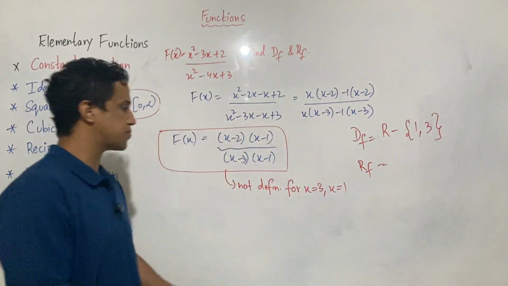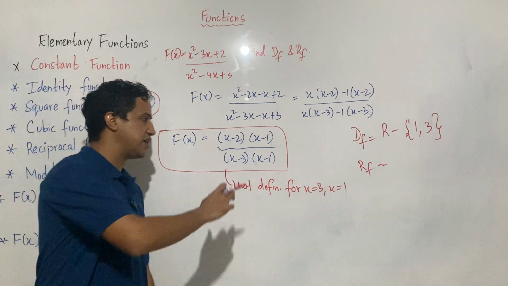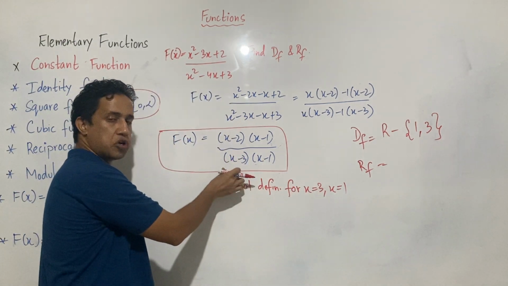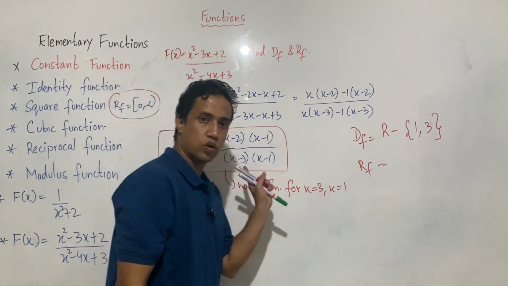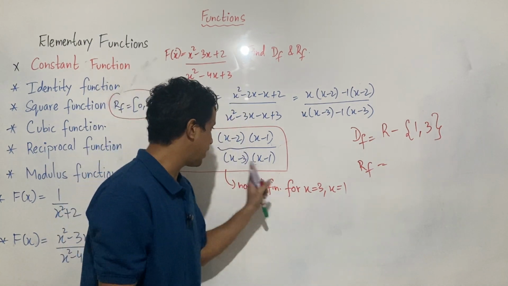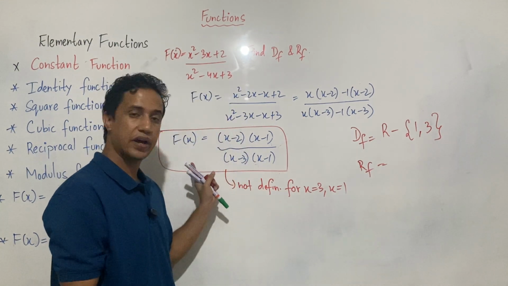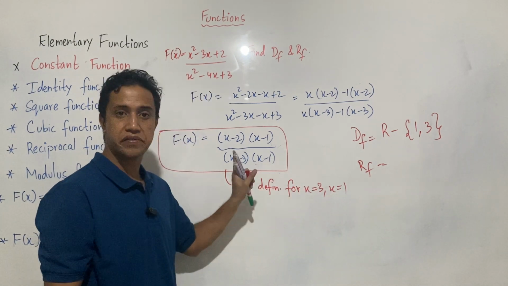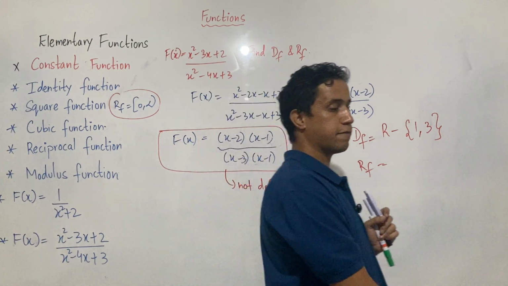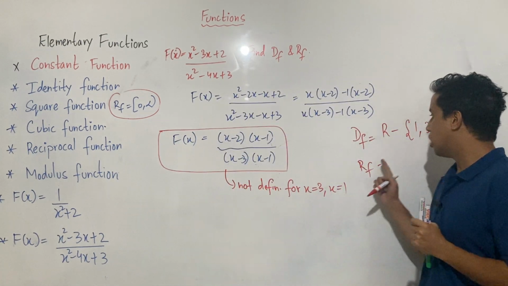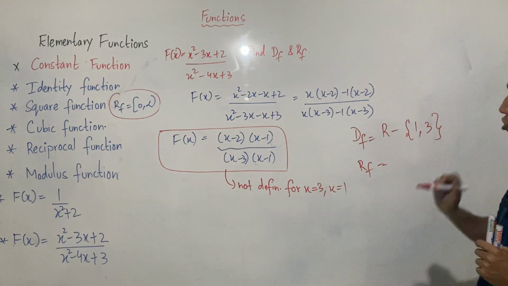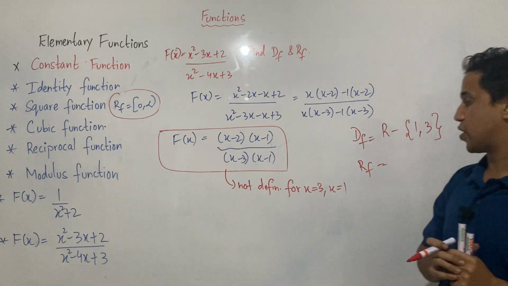See here, if I put 3 here, then in the denominator 3 minus 3 will become 0, and this function is going to be not defined. Again, for 1 in the denominator, we will get 0, which will make this function not defined. That's why we have excluded these two values from the domain. Now, what about the range?